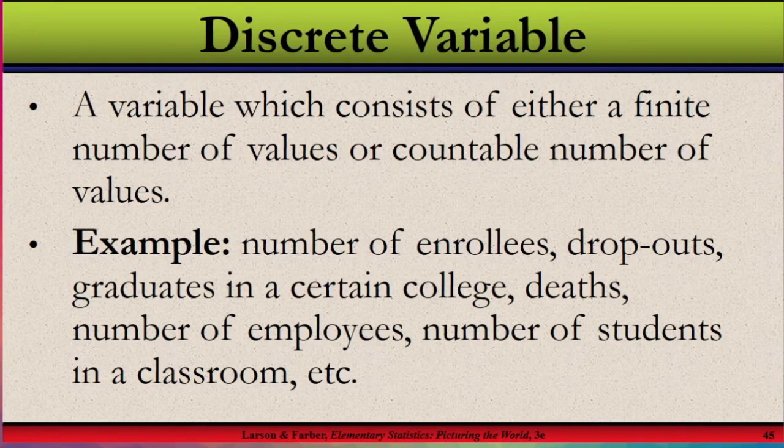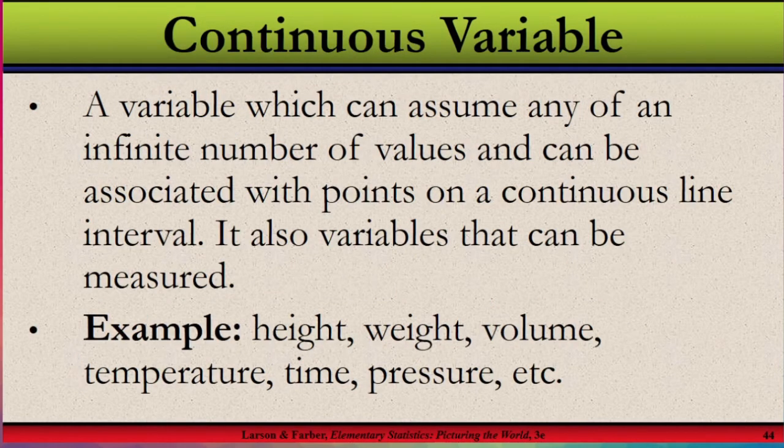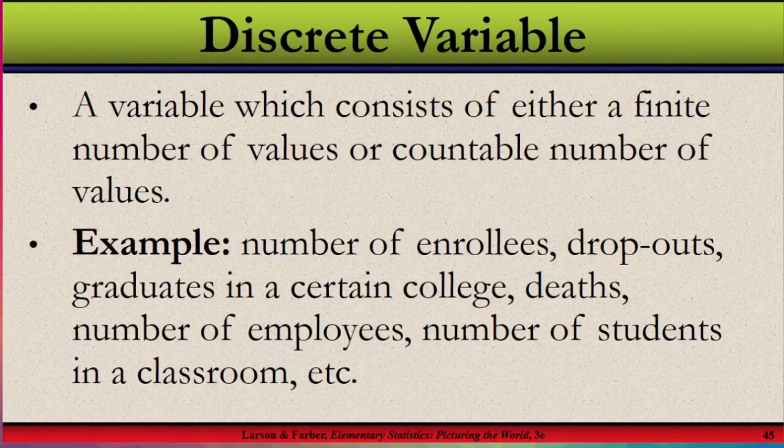Kumbaga, yung mga measurement sa continuous variable, di ba nagbabago naman siya? Nagbabago yung sukat niya depende sa object. Samantalang kapag discrete, hindi siya nagbabago kalimitan. So, number of enrollees, binibilang mo lang siya, hindi mo na kailangan magsukat. Example: number of enrollees, dropouts, graduates in a certain college, deaths, number of employees, number of students in a classroom, and etc. Pag si continuous, siya yung mga sinusukat. Kapag naman discrete, siya yung nabibilang. So, yun yung pagkakaiba ng dalawa.